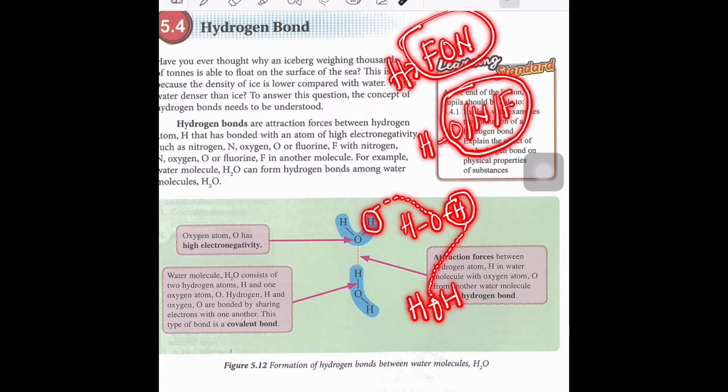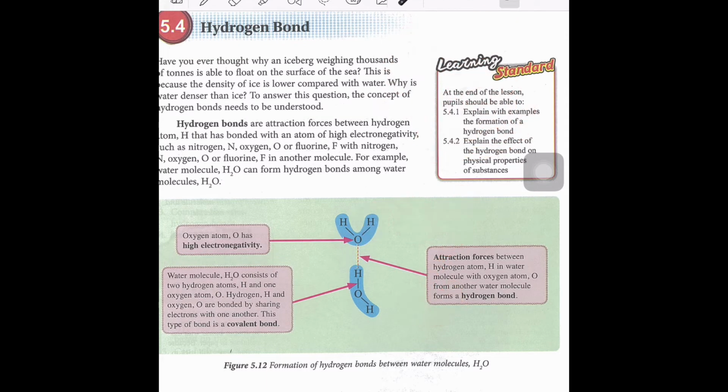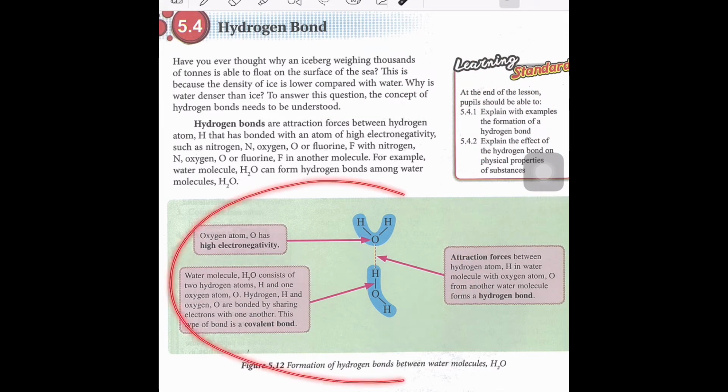Dia mesti tertarik, ada daya dia, menarik. Daya tarikan antara hydrogen dengan FON. Kenapa FON? Sebab FON yang high electronegativity. What is high electronegativity? Yang mampu untuk menarik ataupun menerima elektron. I hope you understand that. The picture shows it already. Oxygen atom has high electronegativity.